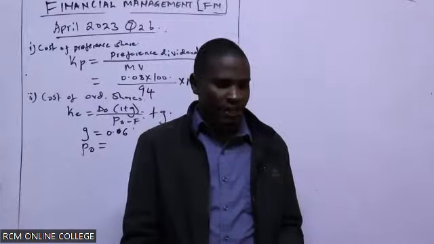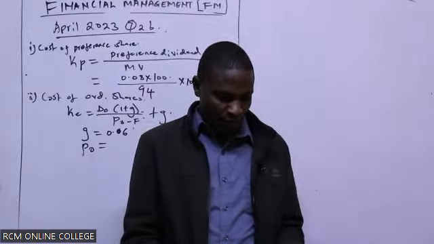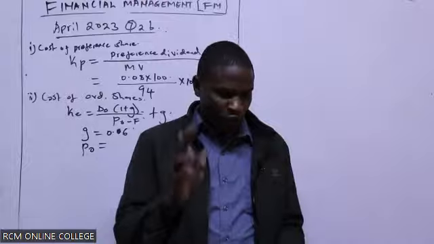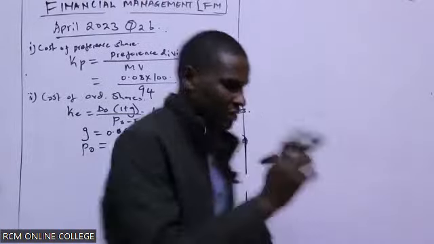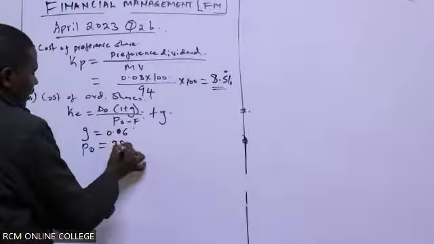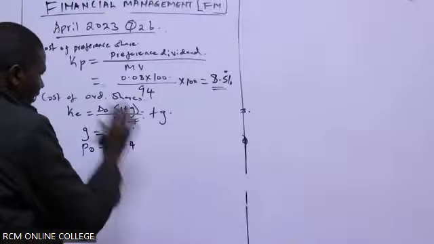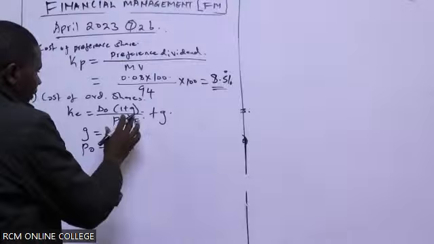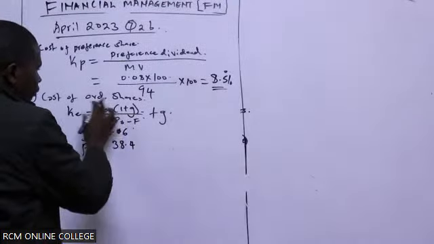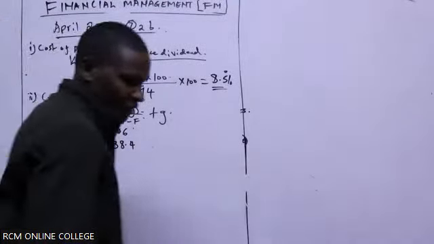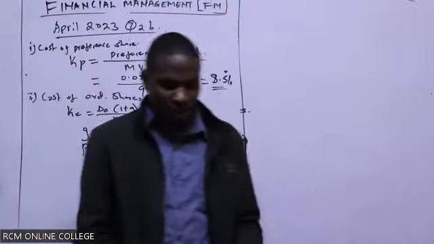Market price 38.4. Yes, if I look at additional information number 2, nimepewa 38.4. Yes, 38.4. Good. Naendelea vizuri. Nishapata G, nishapata my PO, but I don't have the DO. DO ndio natafuta. But kuna information which can guide me.